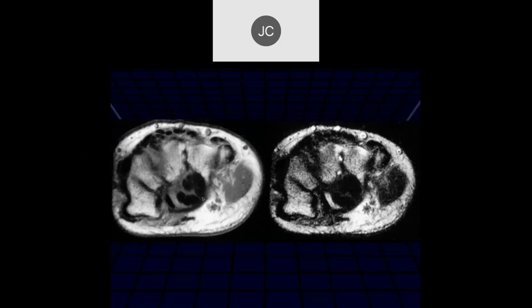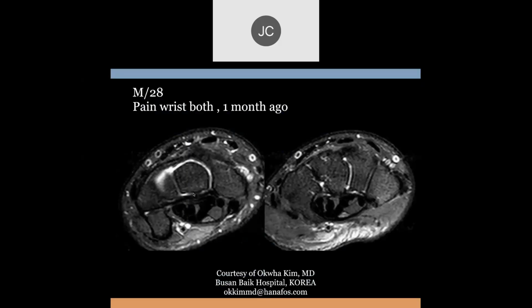Here are just some other examples where we have bowing of the flexor retinaculum on these old scans, T2 weighted image with some edema within the median nerve and a little bit of increased synovial thickening here. Okay, let's see, Elior, what do you think of this one?